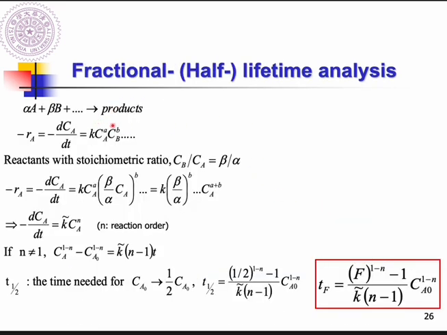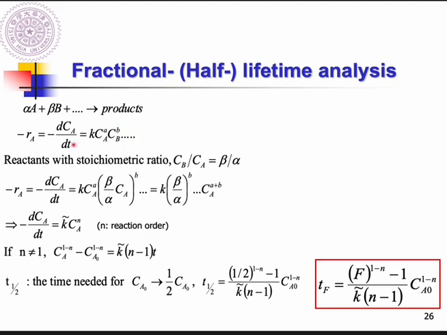I'm going to explain this in this slide. We also call this fractional or half-life time analysis. We have a chemical equation like this: alpha A reacts with beta B, and you can generate products C, D, E, and so on. When I write down the rate equation using the consumption of reactant A, expressed as minus dCA over dt, the change rate of reactant A, it equals k CA to the a, CB to the b, and so on.